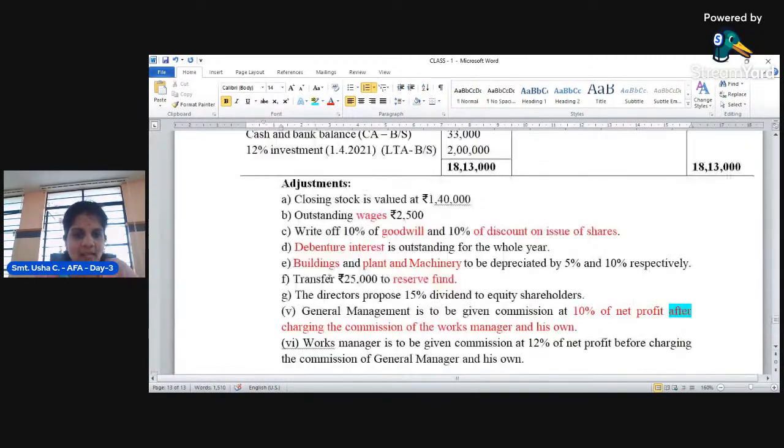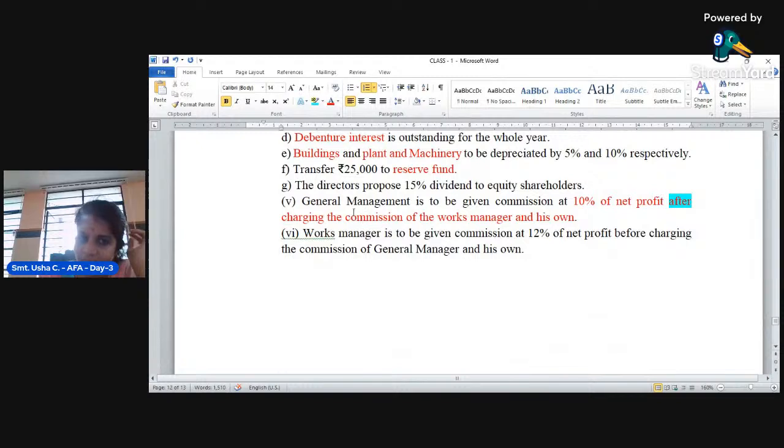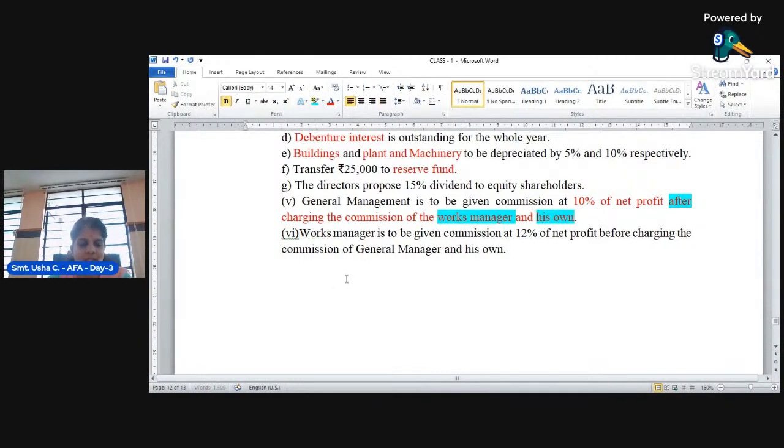In the same manner, similar way, you have to do this for the general management. They are giving 10% of net profit as a commission, after charging such commission of works manager and also general management commission. See, further information is given relating to works manager. Look at here. What is the works manager's commission?